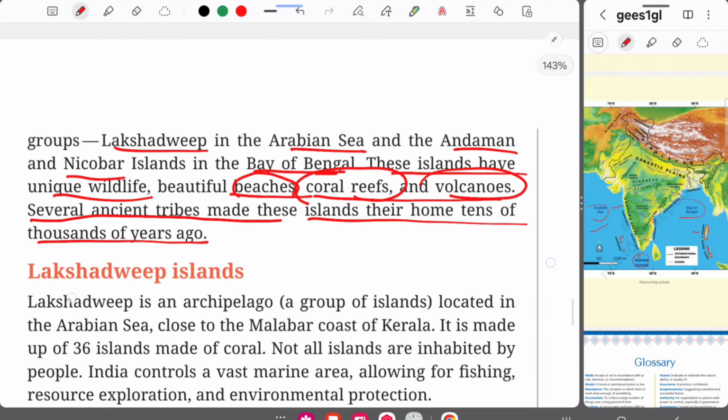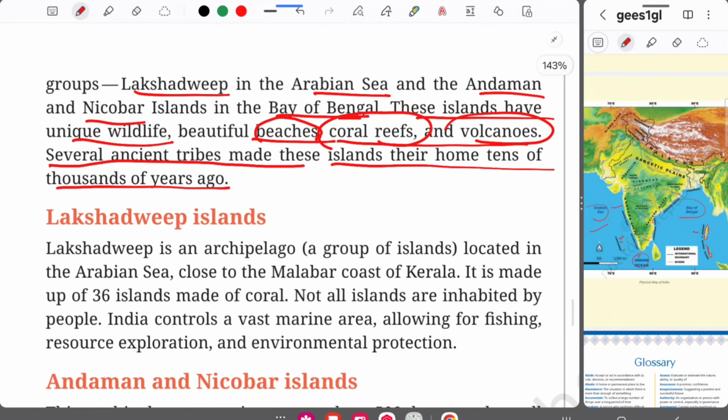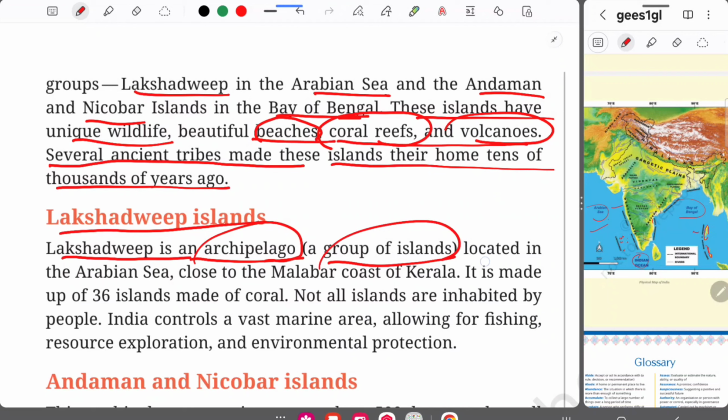Okay, and they have made their homes in this place tens of thousands of years ago, thousands and thousands of years ago. So now let us see about the Lakshadweep Island. Lakshadweep is an archipelago, that is a group of islands, located in the Arabian Sea close to the Malabar coast.